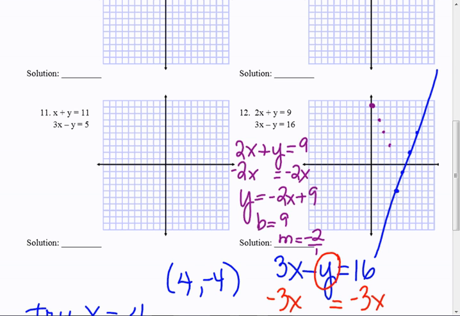By the way, some of you get 1/2 and 2 mixed up. So be careful. If you have a slope of 2 or negative 2, it's pretty darn steep. If it's 1/2, it's not so steep. Look at that. There they go.